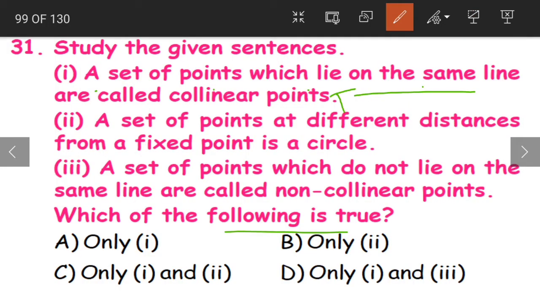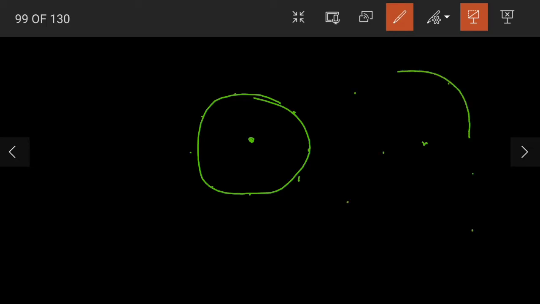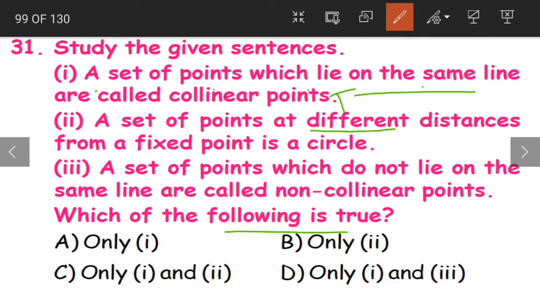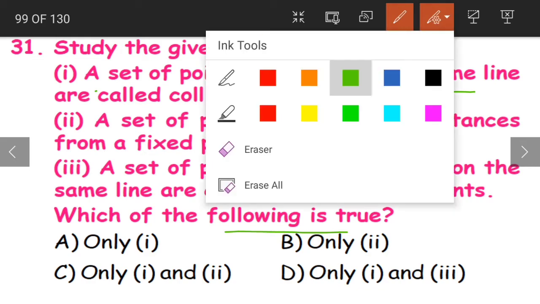Next, statement 2. A set of points at different distances from a fixed point is called a circle. We have learnt that a set of points equidistant from the center forms a circle. But here they are saying that it is at different distances like this. It can be anything like this. Now when we join these points together, is this a circle, children? No. The points should be at equal distances. But here they are saying that they are at different distances.